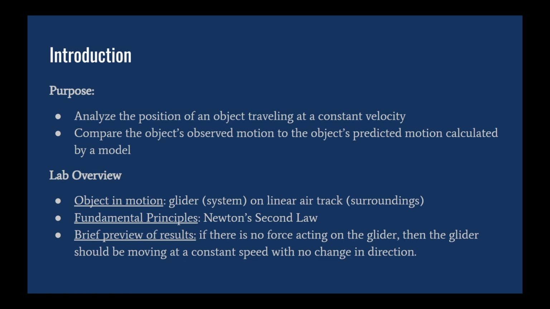So just a brief overview, the object in motion is a glider, which is the system, and it's moving on a linear air track, which is the surroundings. And we're going to be using Newton's second law to do our calculations. A brief preview of our results: if there is no force acting on the glider, then the glider should be moving at a constant speed with no change in direction.